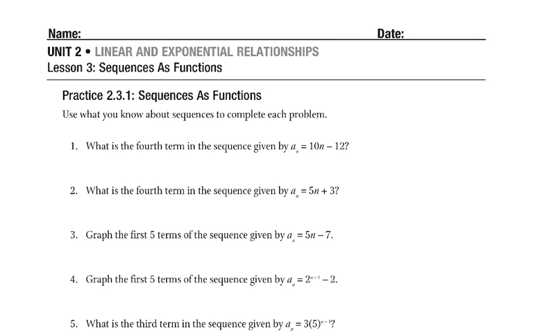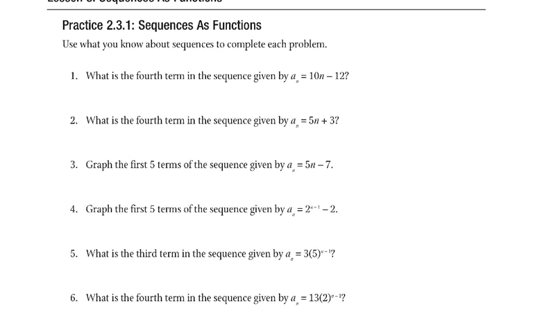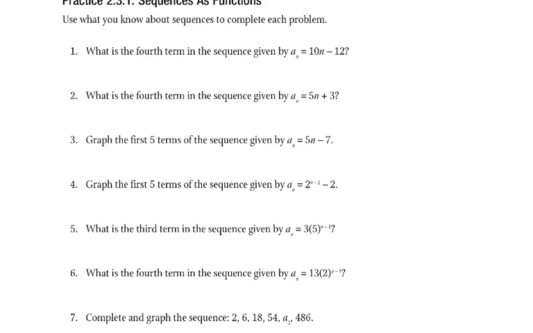Here we are with Math 1 Unit 2, Lesson 3.1. So we're still dealing with sequences. On these first ones, we're just using some equations and finding terms. Looking at these, the fourth term in this sequence means we'd want a sub 4 instead of a sub n. So we change that n to 4, and then we just simplify.